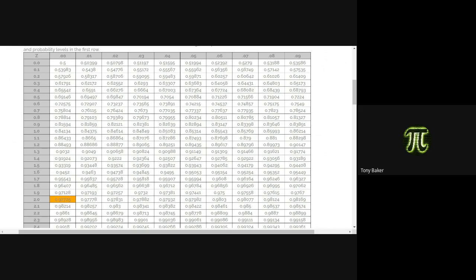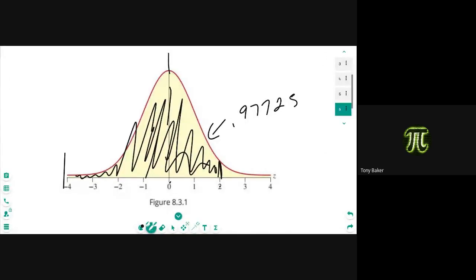So this table, if you notice where it says 2.0 is 0.97725. So that is the area under the curve from the left all the way to that number. Okay. So it's not counting from the middle, it's counting from the left over to that number. Does that make sense or no?